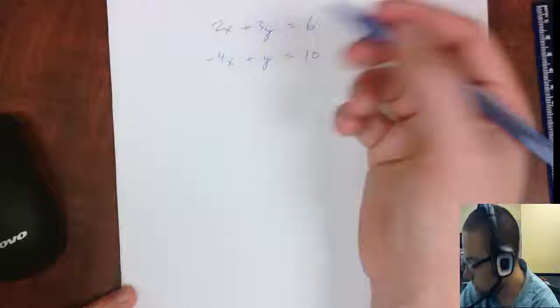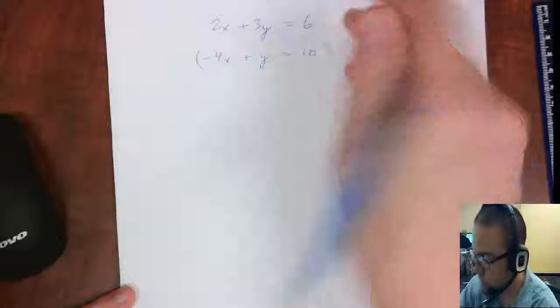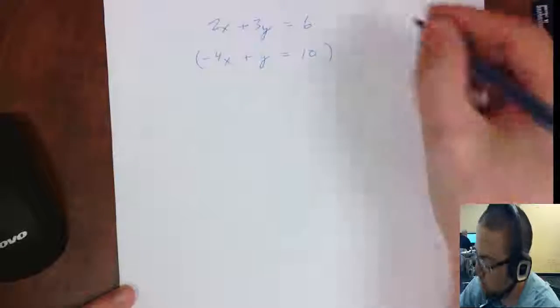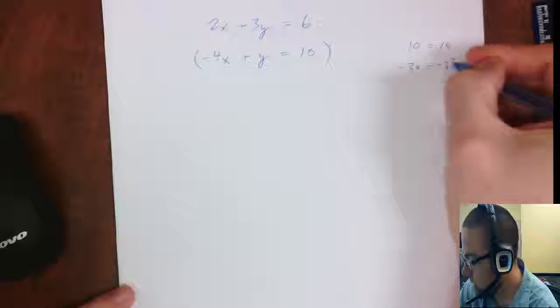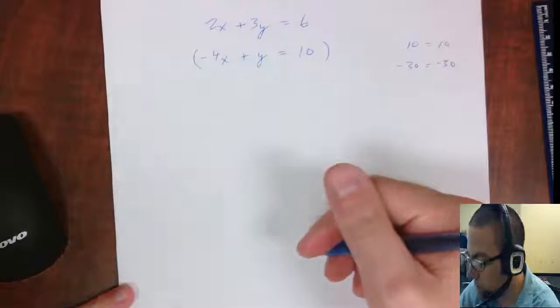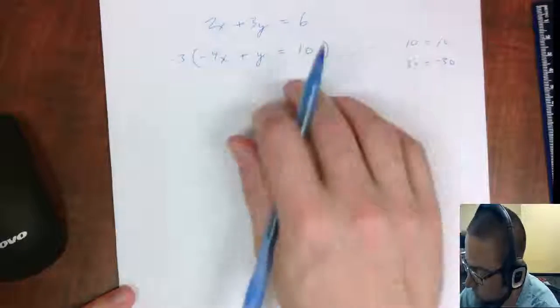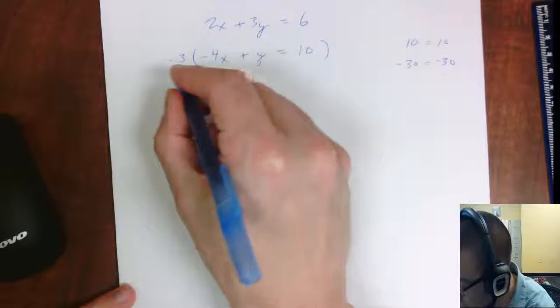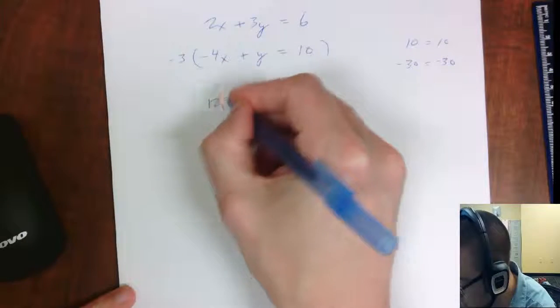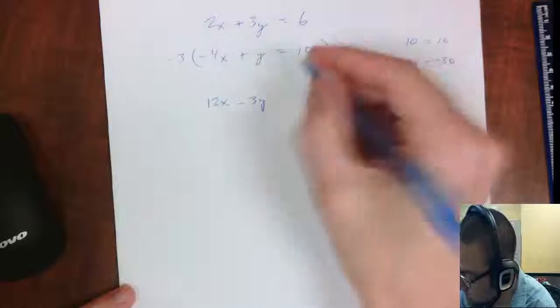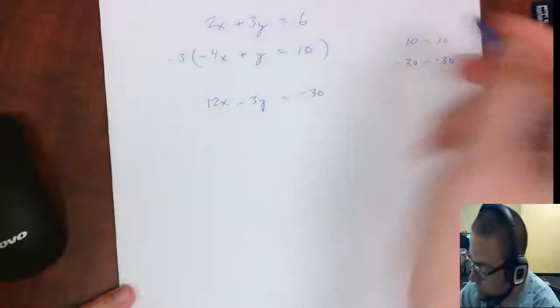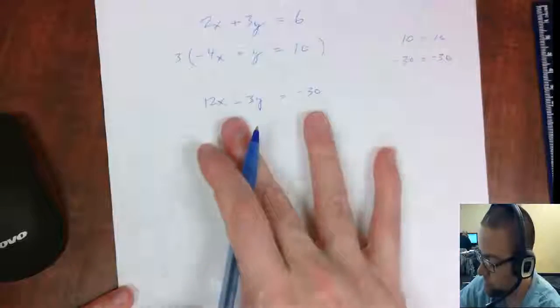So let me modify this equation just by using my property of equality. I can multiply both sides of the equation by negative 3, and it will still be another equation that's true, right? Again, if I had 10 equals 10 and I multiplied both sides by negative 3, I'd have negative 30 equals negative 30, so it would still be true. So I'm going to multiply this whole equation by negative 3. So it turns into negative 3 times negative 4 is positive 12x. Negative 3 times y will be negative 3y. And negative 3 times 10 is negative 30. So I have this new equation that is also true.